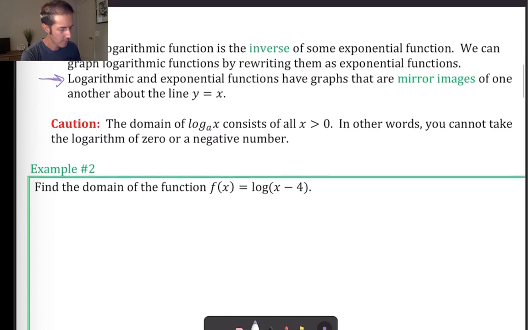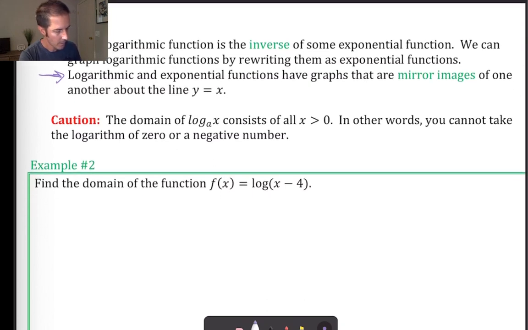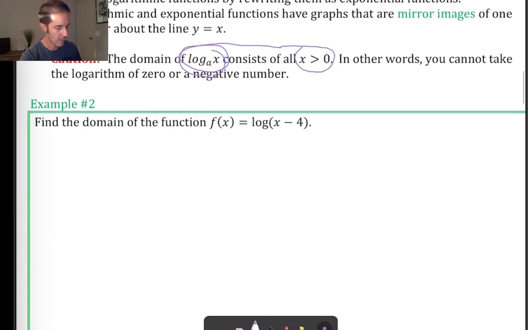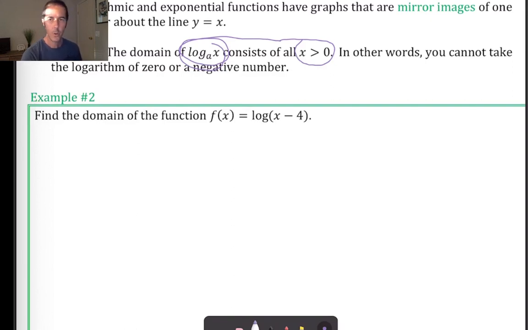And a caution, this is just a good reminder: the domain of a logarithmic statement, the x values that are going in there, those x values have to be greater than 0. So you can't take the log of 0 nor the log of a negative number, which opens up the door for us to need to find the domain of a logarithmic statement or logarithmic function.